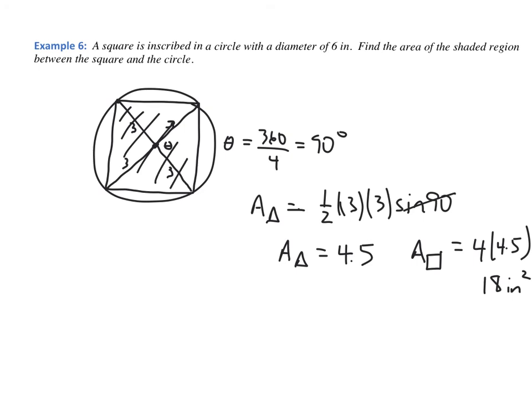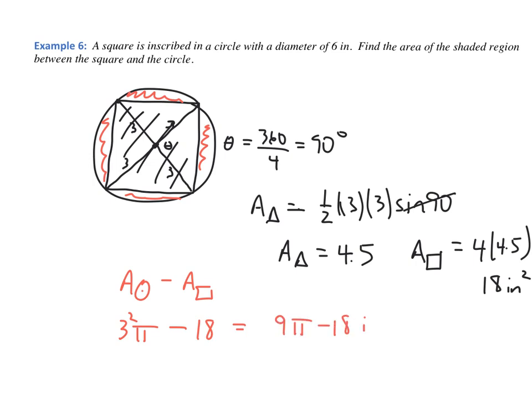But they want us to find the area of the shaded region between the circle and the square. I think they're tricky. Pi r squared. So we're going to do the area of the circle, and then we're going to subtract off the area of the square, which we just found. So the area of our circle, and this is why it was important to know what the radius was, is going to be pi times 3 squared, 3 squared times pi, minus the area of our square, which we already figured out is 18. So as an exact, we could leave it as 9 pi minus 18 inches squared.